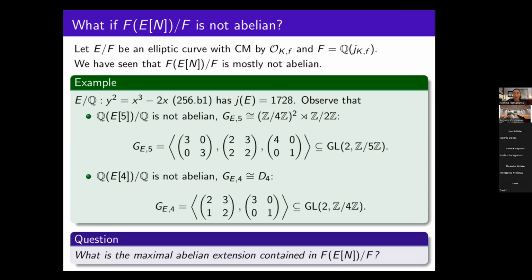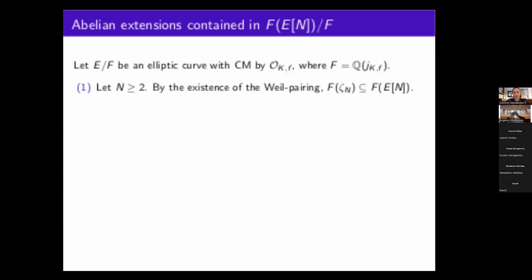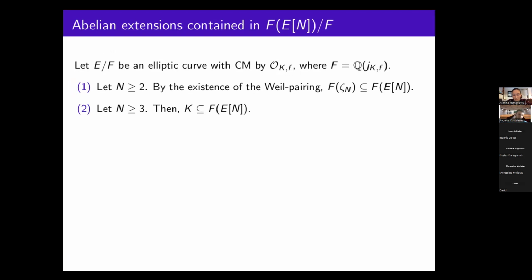So what is the maximal abelian extension contained in here? Okay, so we already know a few abelian extensions contained in here. First, by the existence of the Weil pairing, we know that F adjoin the roots of unity will be contained in F adjoin the n-division field. Now for n greater than 3, if we have an elliptic curve that has CM by an order in K, then K is also contained in the division field.